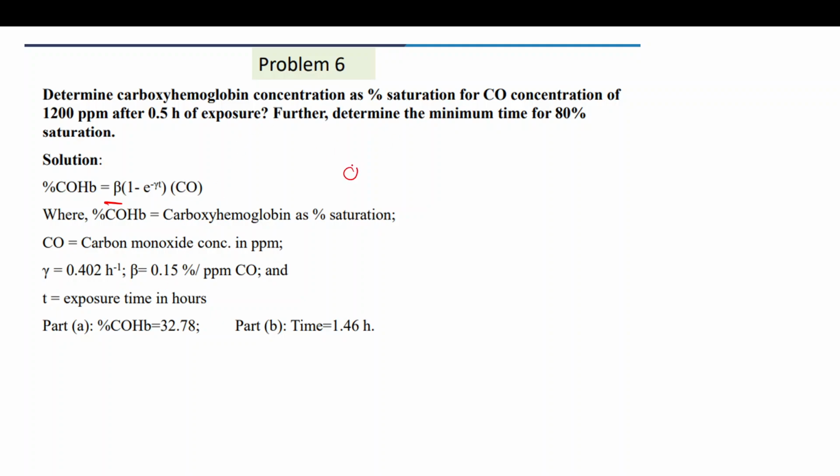You just need to put in the values: 0.15 into 1 minus exponential of minus 0.402 into 0.5 hours of exposure, into 1200. The answer should come out as 32.78% saturation.